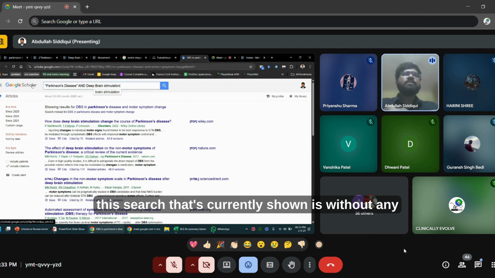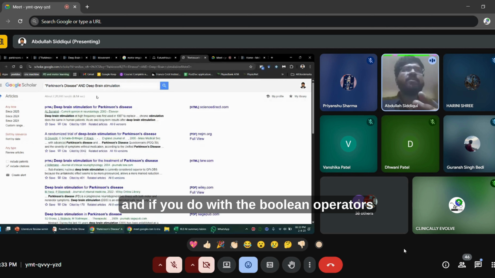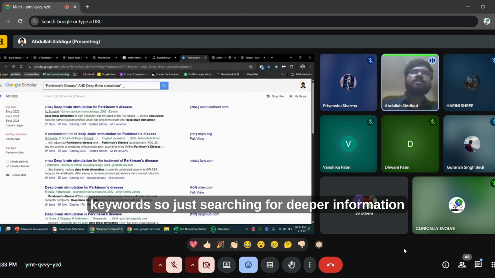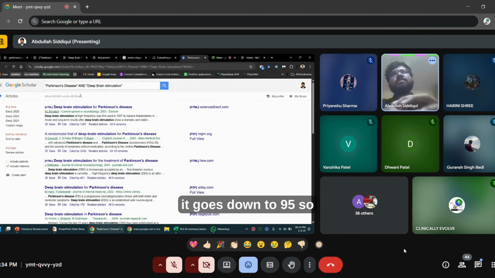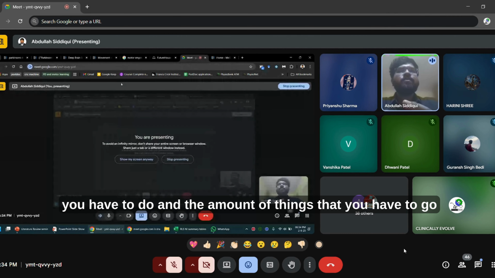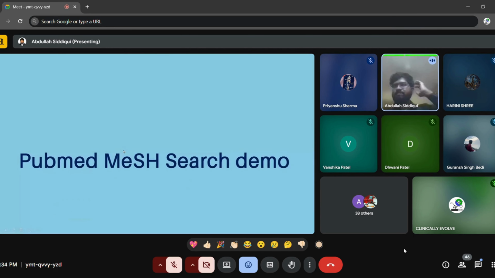So this search that's currently shown is without any Boolean operators. We have 26,500 results. And if you do it with the Boolean operators, it goes up. And if you put deeper installation in keywords, so just searching for deeper installation, it goes down to 90,000. So it's a very good way to reduce the amount of work that you have to do and the number of articles that you have to go through.